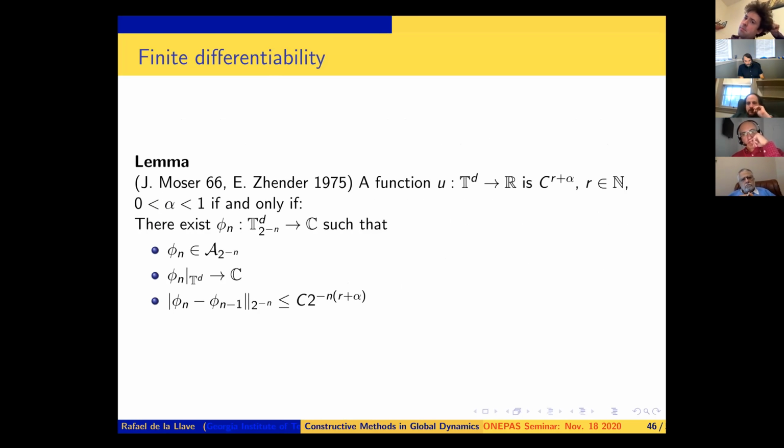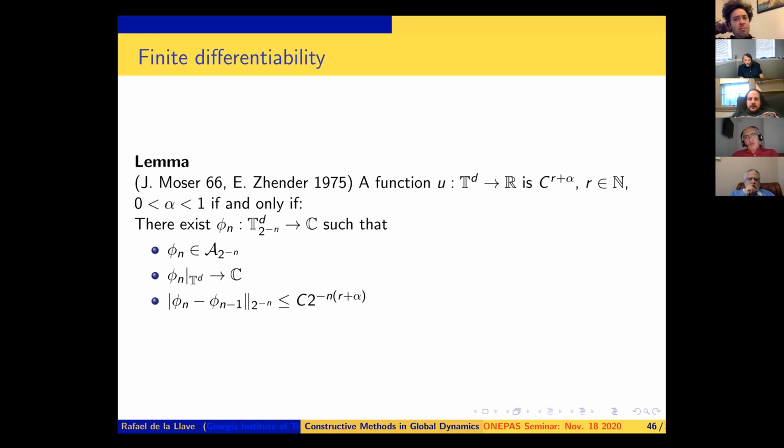Okay, and then I wanted to maybe make a remark about finite differentiability, that there is a trick that was done by Jürgen Moser and improved by Eddie Sender in '75. This is a very curious lemma for real analysis people. In my opinion, it's very beautiful because it gives you a link between real analysis and complex analysis.